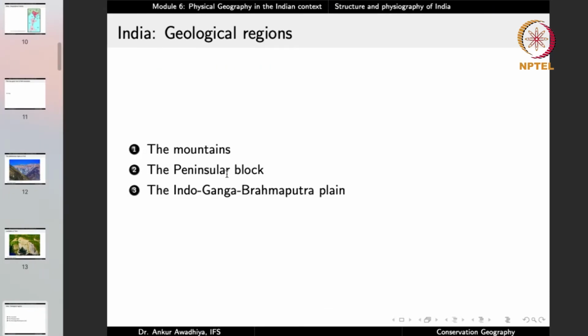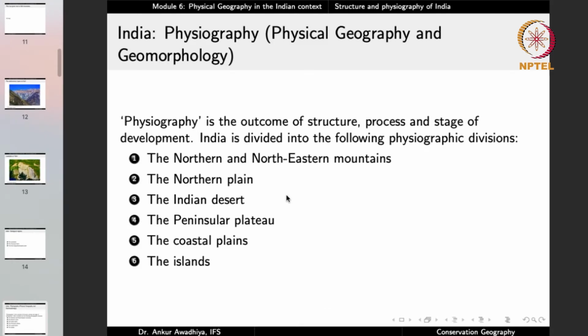Geologically, we can divide India into three regions: the mountains, the peninsular block, and the plains formed by Indus, Ganga, and Brahmaputra. And physiographically, we can divide India into 6 different physiographic divisions. Now physiography refers to physical geography and geomorphology taken together. So here we are talking about the processes that are happening and the landforms that have developed because of these processes. So physiography is the outcome of the structure, process, and stage of development.